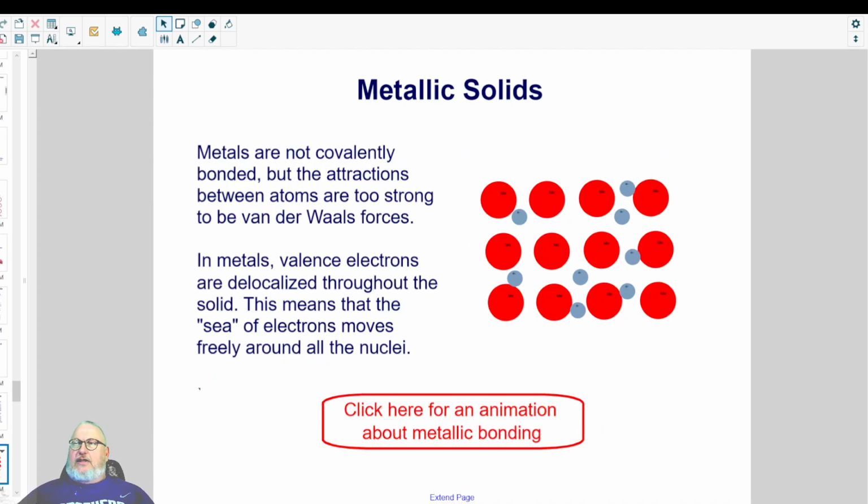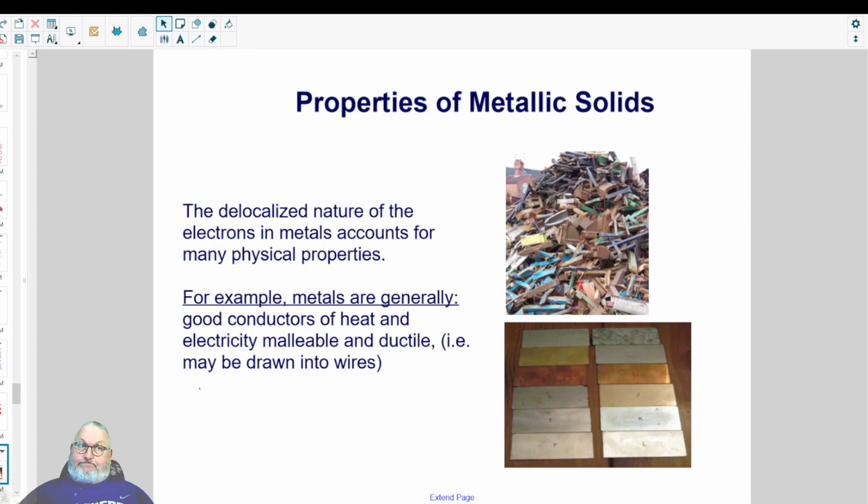So metallic solids. These are not covalently bonded, but there's a serious attraction between these atoms, and it's much stronger than van der Waals forces or LDFs, so we're not going to worry about that. In metals, the valence electrons are delocalized throughout the solid. This means the metallic atoms are moving in a sea of electrons all around the nuclei of these metals, and these electrons come from the valence electrons.